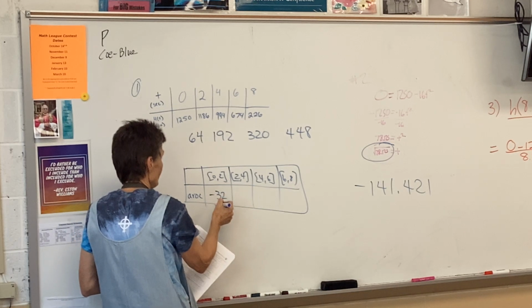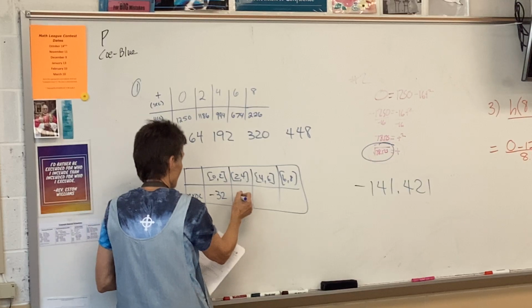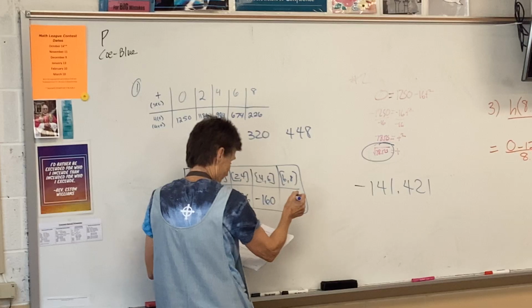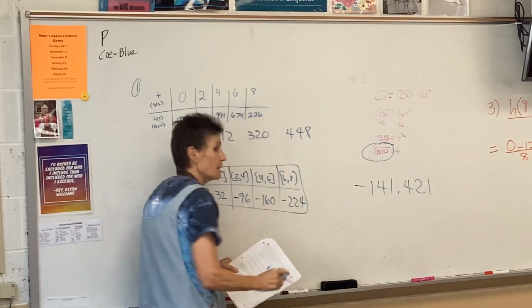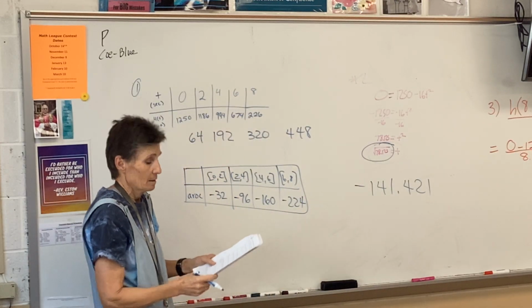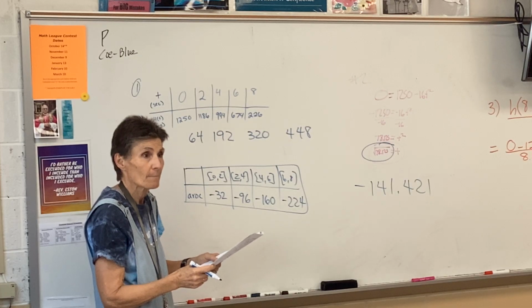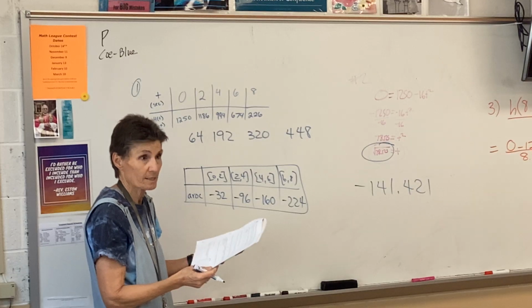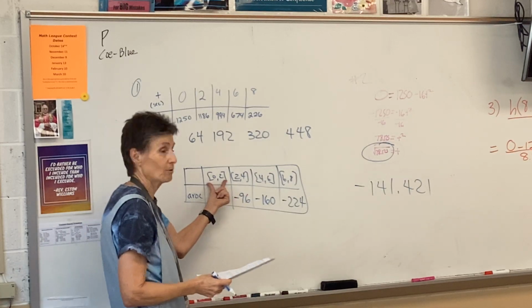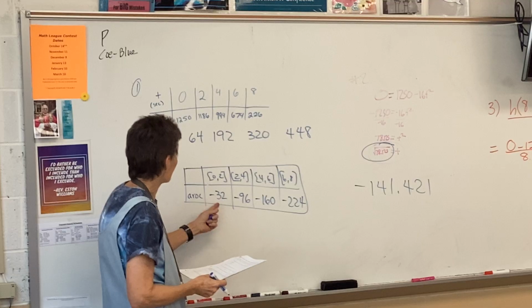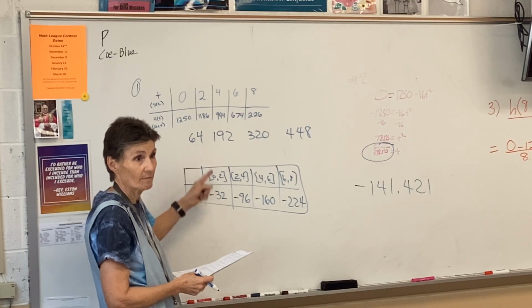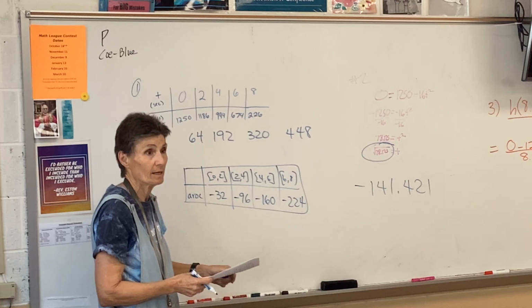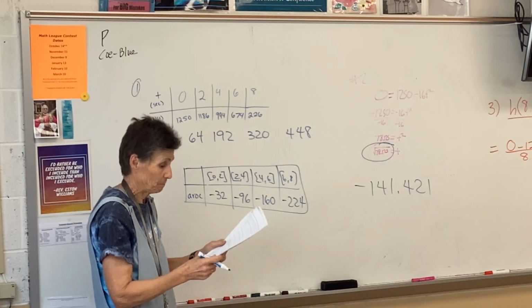Negative 32 feet per second. What was it, negative 96? Yep. How do we find average rate of change? We take the difference divided by the interval, so it's 2. To get this one, we took 64 and divided it by 2. And those are negative because, yeah.